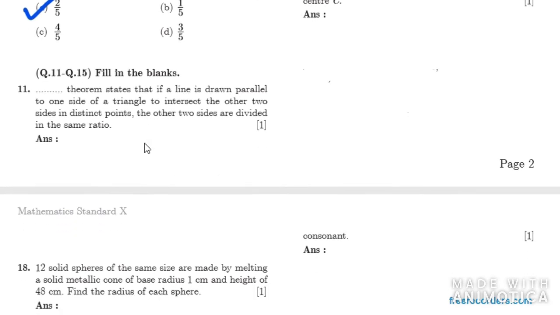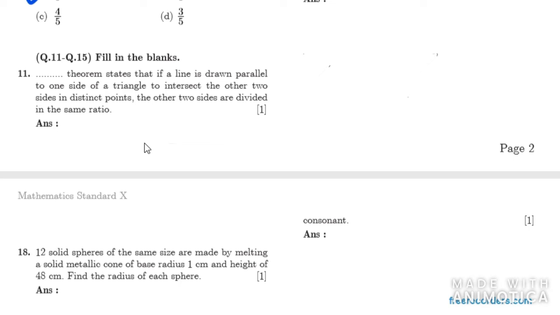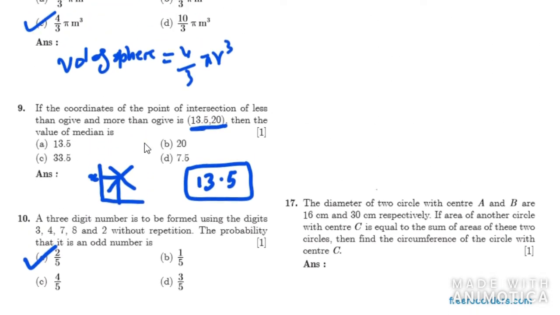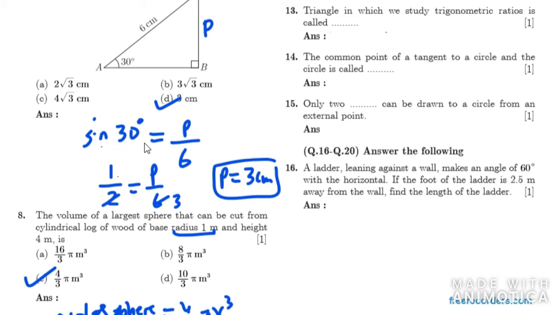Now moving on to next, question number 11. It says dash theorem states that if a line is drawn parallel to one side of a triangle to intersect the other two sides in distinct points, the other two sides are divided in the same ratio. So this is nothing but the BPT theorem, the basic proportionality theorem. Now moving on to next. It says the triangle in which we study trigonometry ratios is called a right triangle. Always remember we can apply trigonometry ratios only if it is a right triangle.